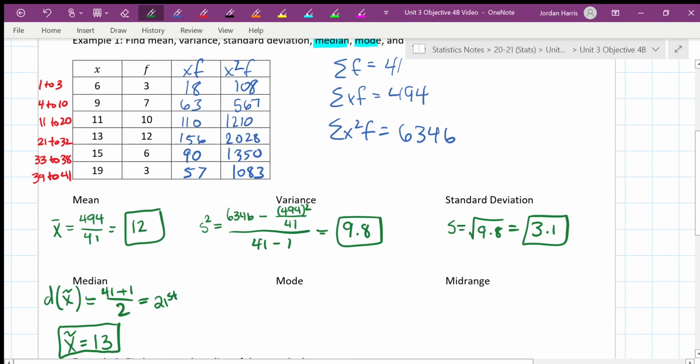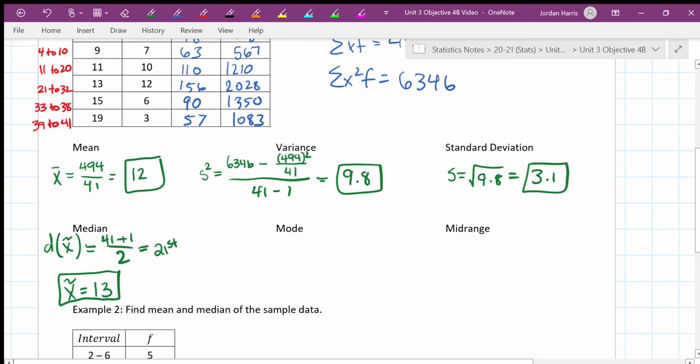So we have 3 6s, then 7 9s, then 10 11s, then 12 13s, then 6 15s, and then 3 19s. That's the full list. So we've got to think of the positions of each of those and break it down real quick to figure out what is the 21st number. In this case, it was a 13. That's my median.